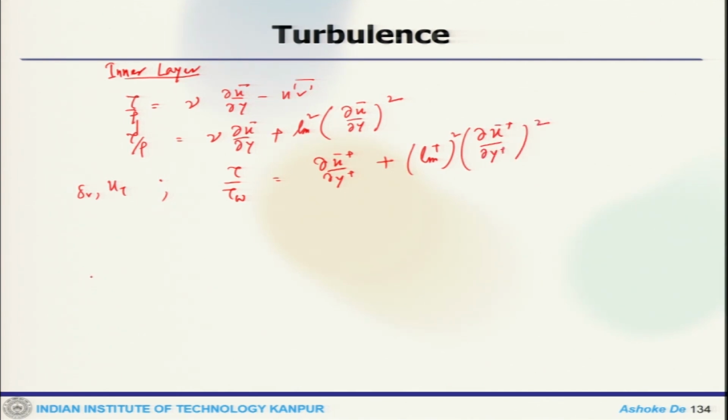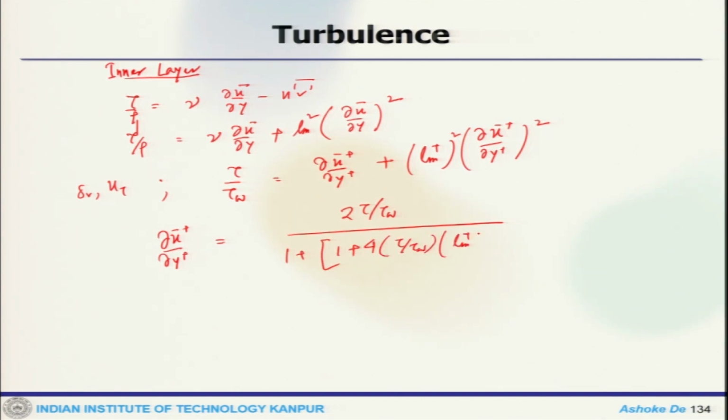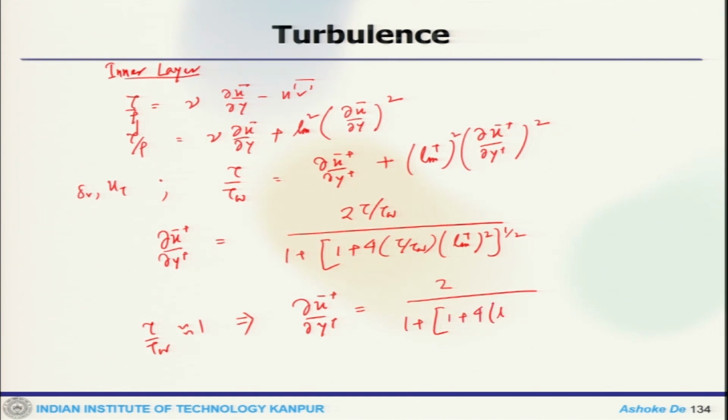Now, once we solve for the velocity gradient, what we get is del u plus by del y plus equals 2 tau by tau w divided by 1 plus the square root of 1 plus 4 tau by tau w Lm plus square. Now, in the inner layer, tau by tau w is of order 1, which gets us back to: this would be 2 by 1 plus the square root of 1 plus 4 Lm plus square.